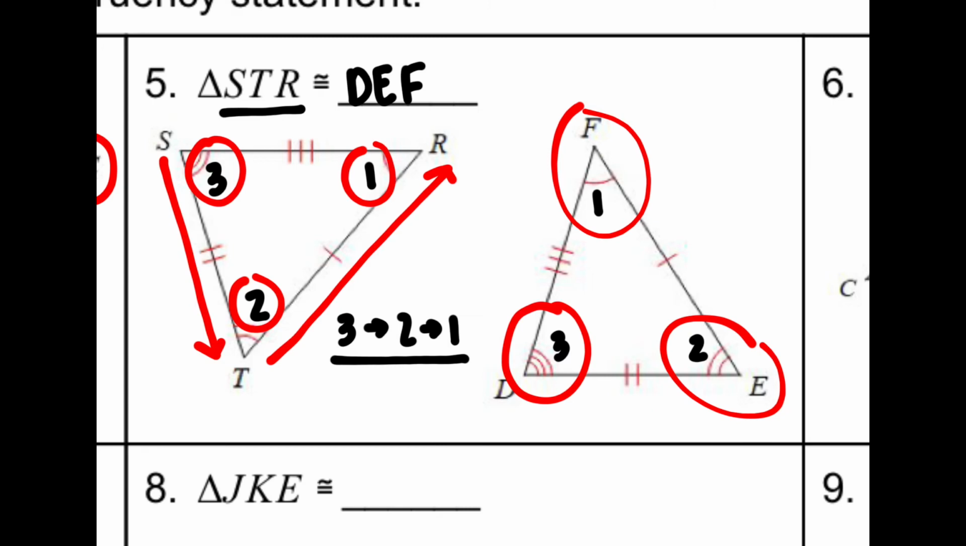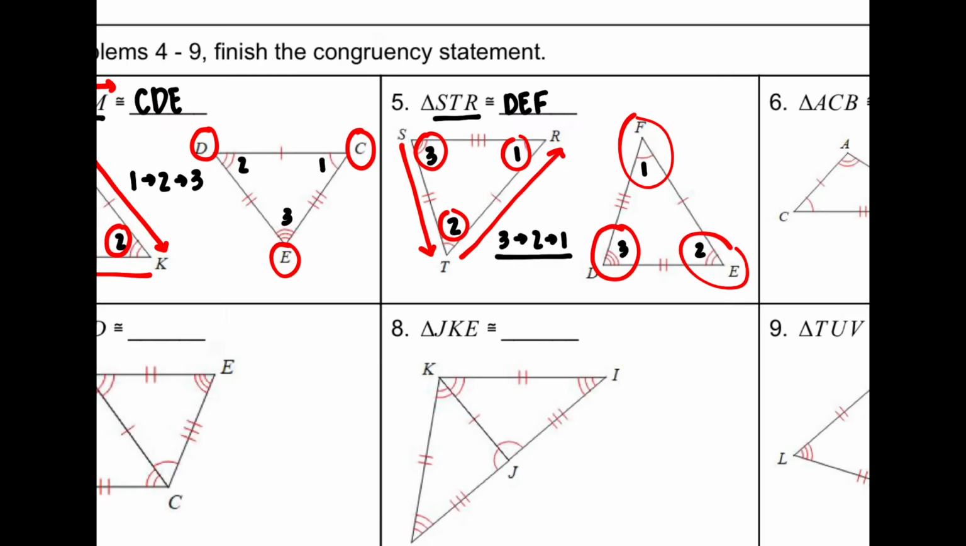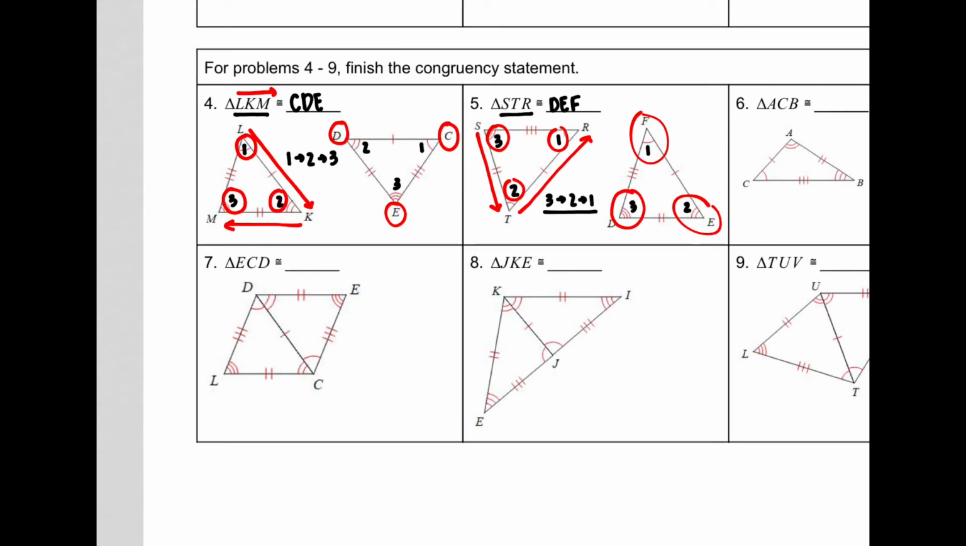So this is what you're going to do for 6, 7, 8, and 9. You're going to label those markings, figure out the order, and then just list out the order of the triangle.